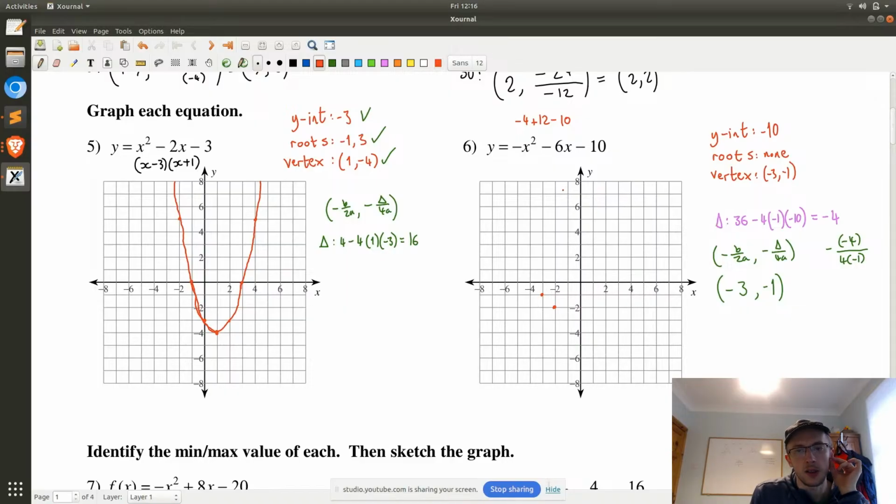Now plug in negative 1. Square it, you get 1. So negative 1 plus 6. Take 10, so 5 take 10, that's negative 5.